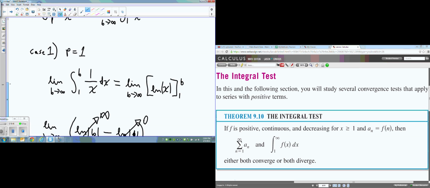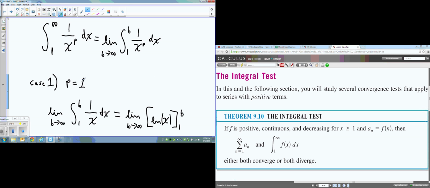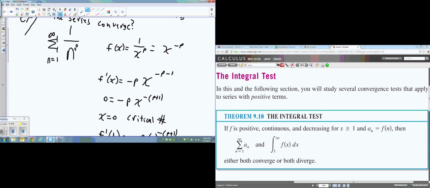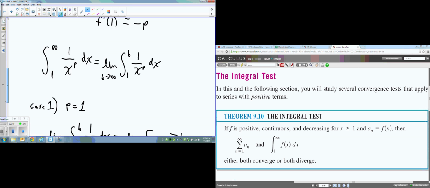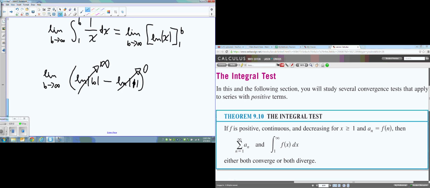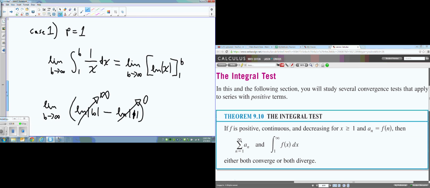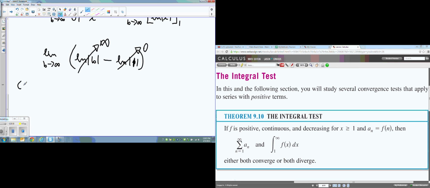So what does that mean? Coming back here, case 1, if p is equal to 1, then this integral diverges, which means that this series diverges if p is equal to 1. So if p is equal to 1, this series diverges. Now let's take a look at case 2. Case 2 is where p does not equal 1.